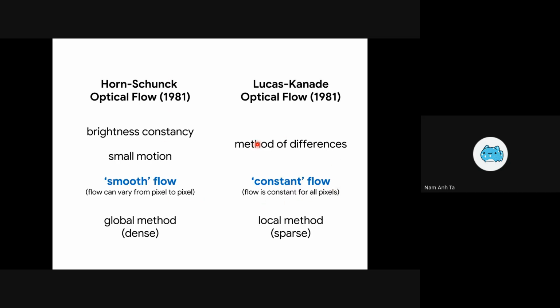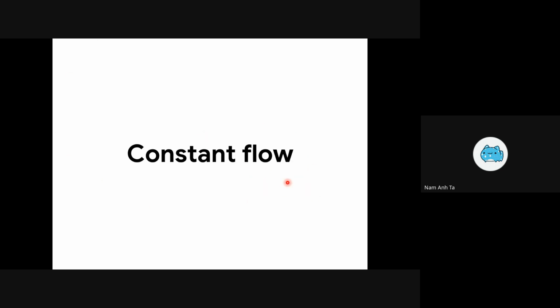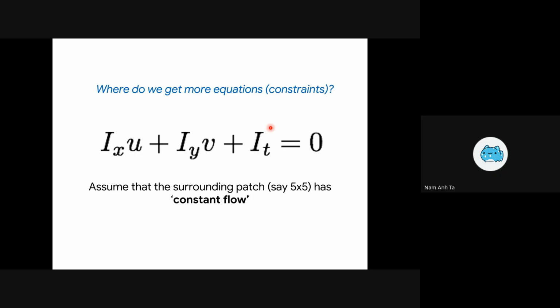The first one I introduced is actually on the right, not on the left, which is the constant flow constraint. The strategy here is to assume that within a small local region, the flow is consistent or constant. By making this constant flow assumption, we can turn our underdetermined problem into one that is solvable.